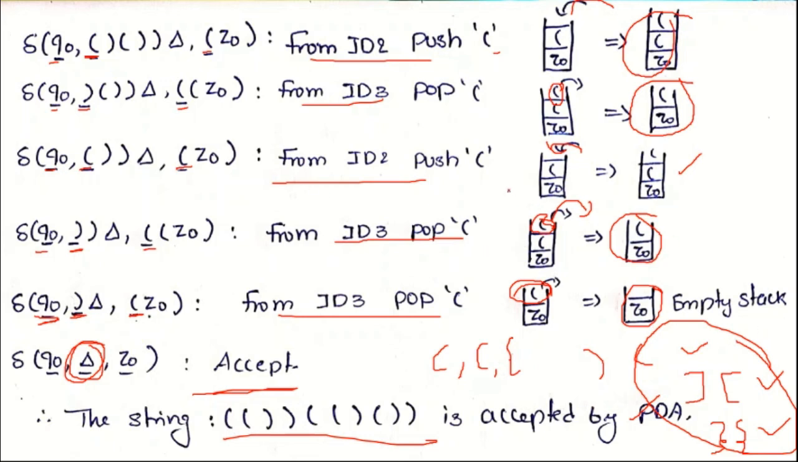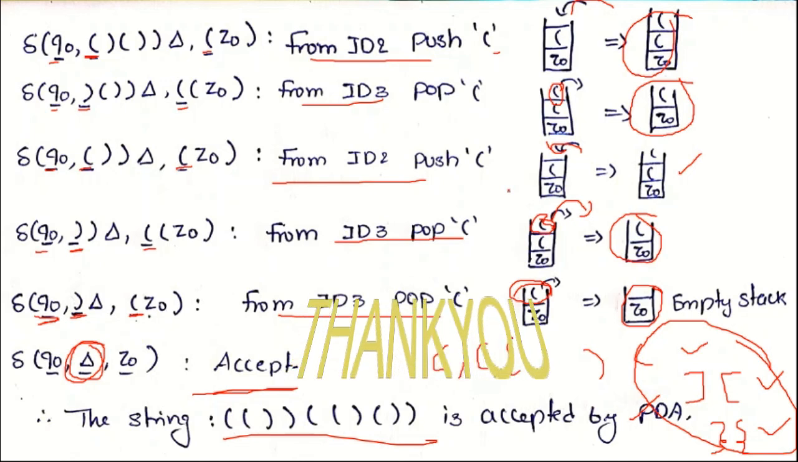So these are the details about how to construct a pushdown automata for balanced parentheses or well-formed parentheses.